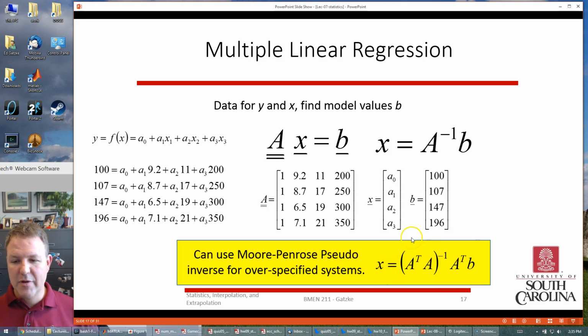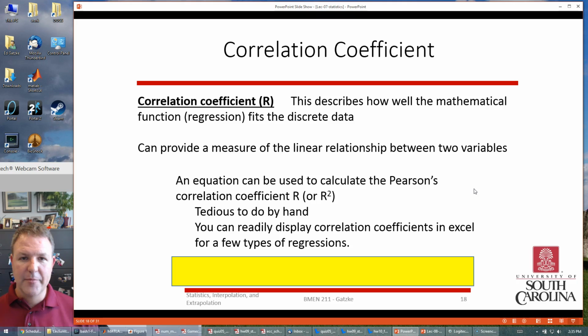You do that with a Moore-Penrose pseudo-inverse, which only requires some multiplication: A transpose A, the inverse of that matrix, times A transpose times b. It's a little more complicated than the simple Ax equals b, but this is a very powerful thing, and this is what Excel actually does when you plot data and do a regression in Excel. This simple formula is used to back out the linear coefficients for your model.